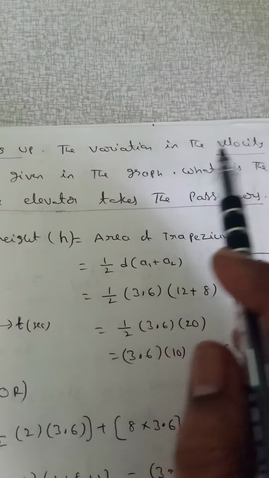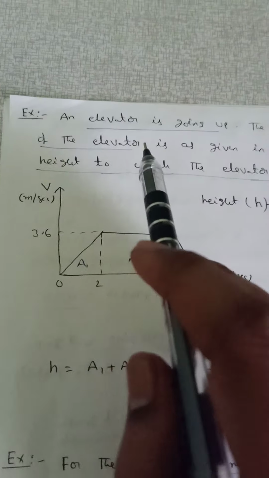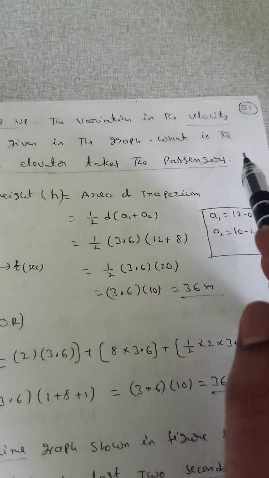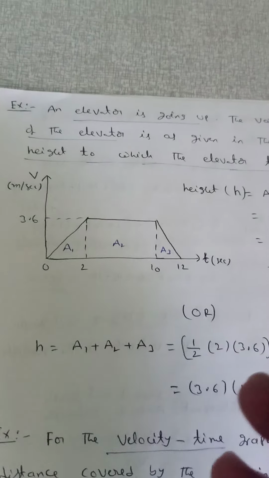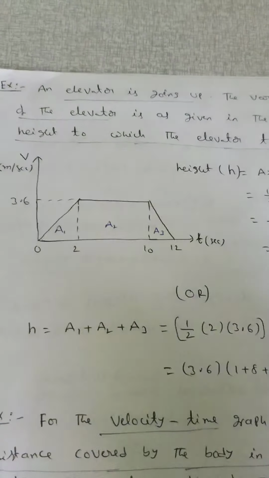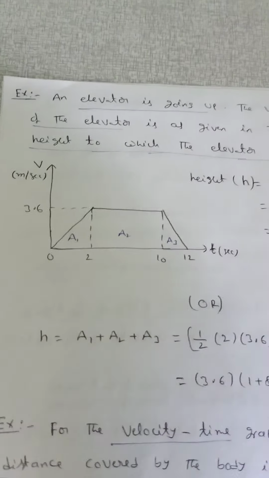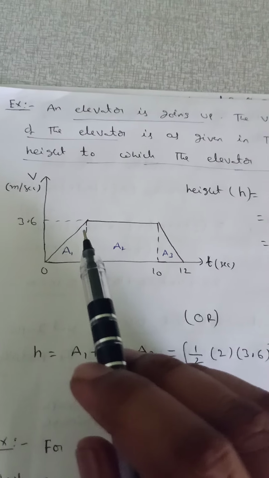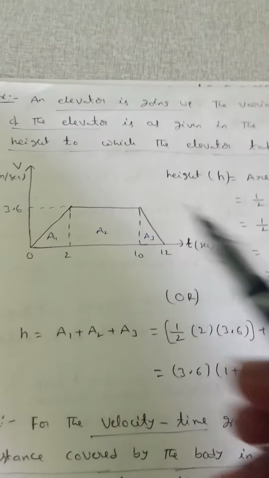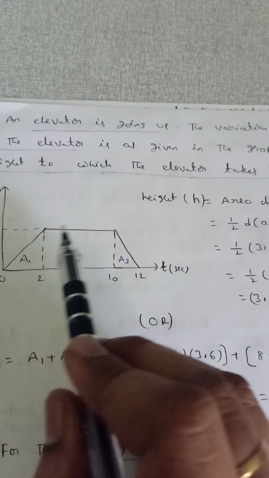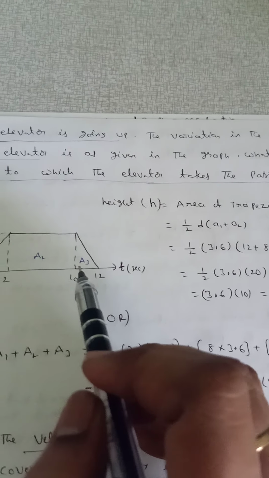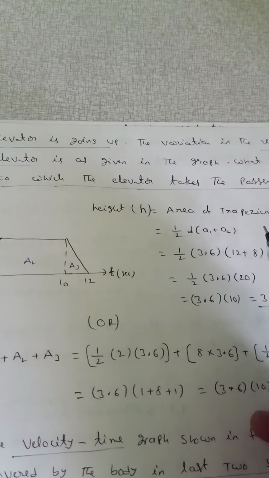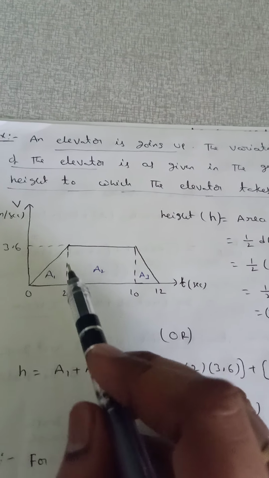The variation in the velocity of the elevator is given in the graph. What is the height? In this case, height means displacement, or total distance traveled. That means height h is equal to the area under the graph, and this shape is called a trapezium. The area of a trapezium is half d into a1 plus a2, where d is the perpendicular distance.